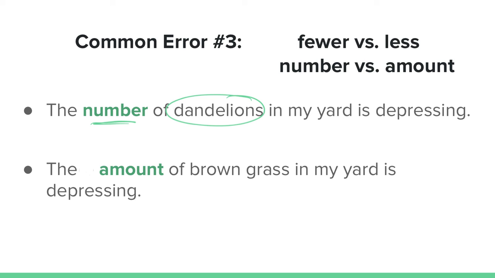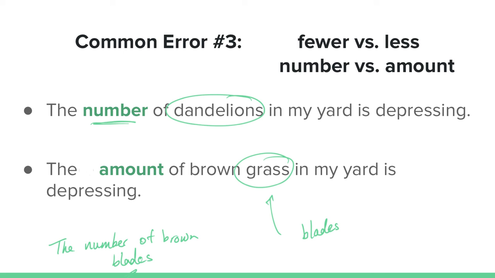The amount of brown grass in my yard is depressing. Can you count grass? No. You could count blades of grass, but that's not in here. It just says grass, and you can't just count grass. So that's why you would use amount, because grass is not countable. Now, if we said the number of brown blades of grass, blades would be your noun, so number applies to that, because you can count blades, but you can't just count grass. So it's not countable, so it should be amount.